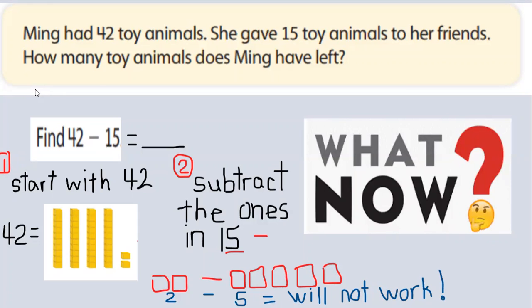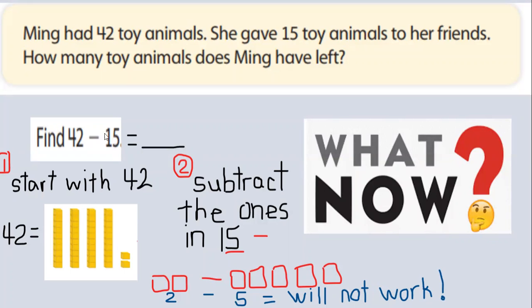Okay, so the first thing we're going to do, we've got our equation. Find 42 minus 15. That will tell us how many Ming has left after she gave 15 away. Okay, so we'll start with our 42. And over here on the left side of the screen, we are going to draw a picture. We're going to use base 10 blocks to show the number 42. So there is a 4 in the tens place of this number, so I have 4 10 rods here. There's 2 in the ones place of this number, so I have 2 ones cubes.